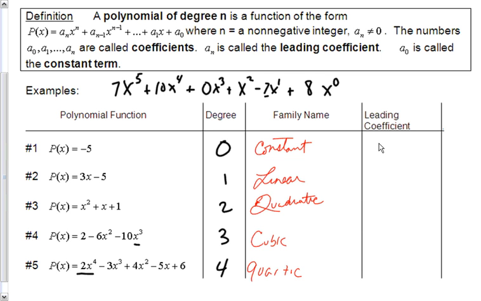The leading coefficient is just the number in front of the biggest term. So like in this one, it's just -5. In this one, it's the number in front of the x term, which is 3. The number in front of x squared for this one is 1. The number in front of this one is -10. Yes, it can be negative. And then 2. Okay.